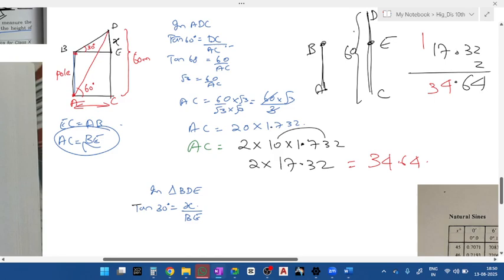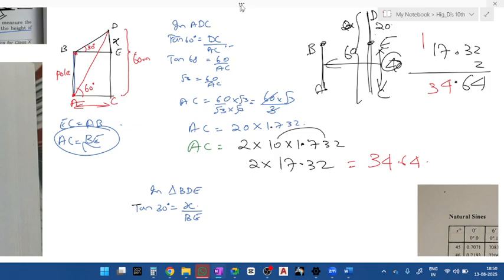No, not EC. DE. If I find DE, I can subtract, right? For example, if DE is 20, students, then what will be the value of EC? EC will be 60 minus 20, 40. That 40, both the heights are same. It's a rectangle.